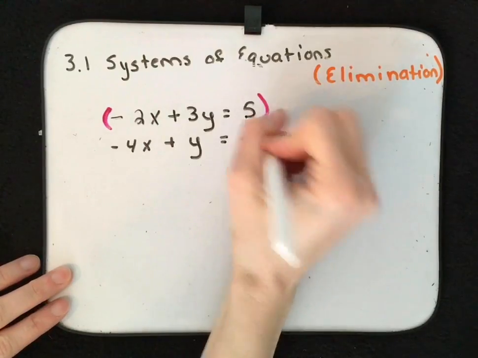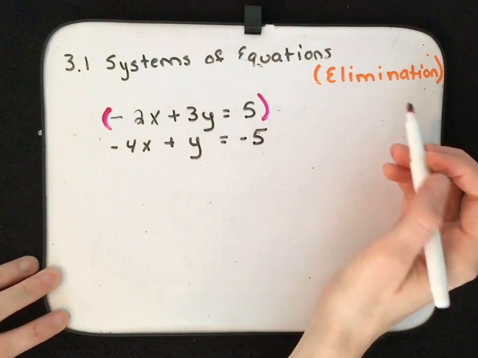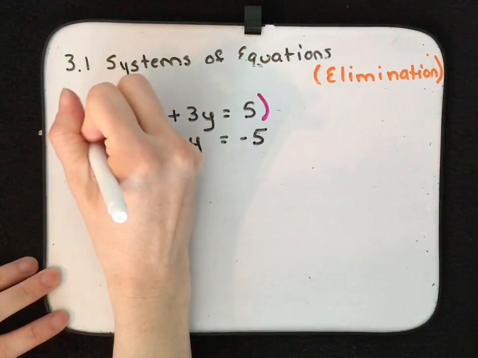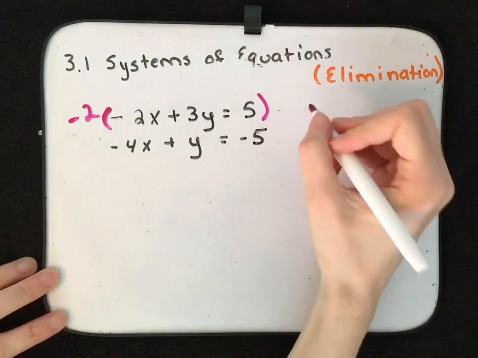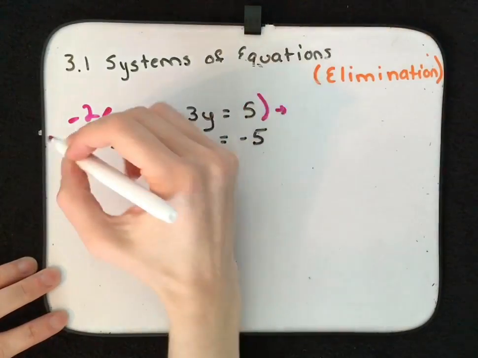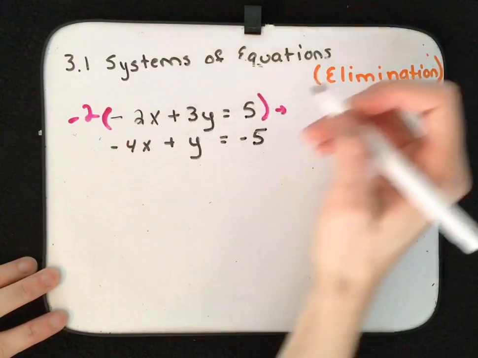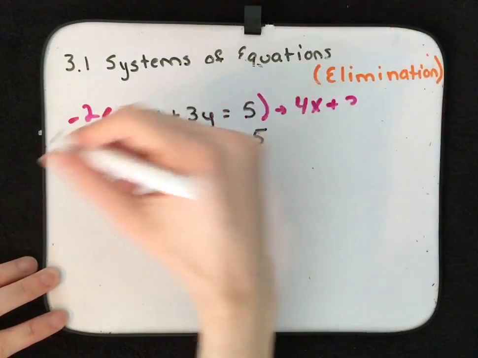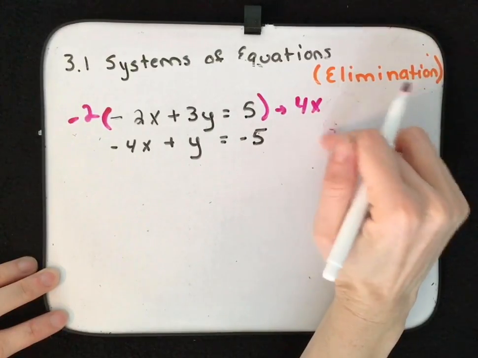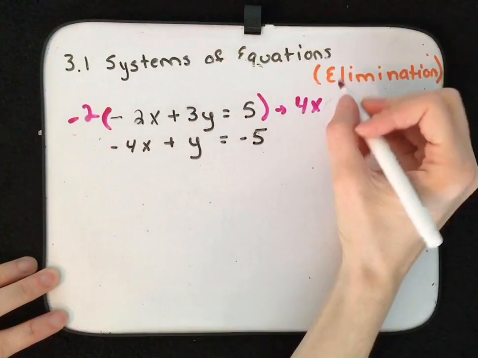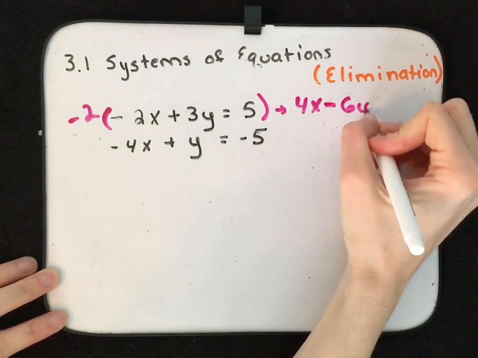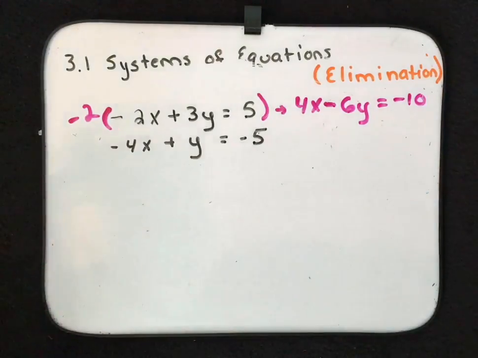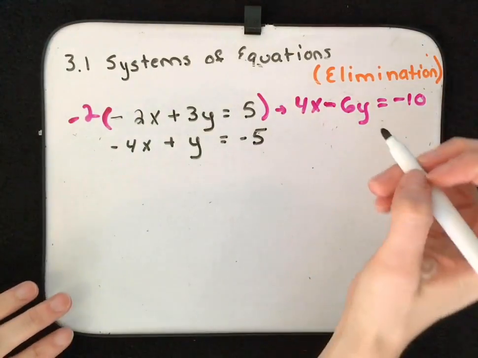So let's multiply the whole top. I like to add to eliminate, so that means I need 1 to be positive and 1 to be negative. So I'm going to multiply the top by negative 2. If I multiply the entire top by negative 2, this is going to go to negative 2 times negative 2 is positive 4x plus negative 2 times 3. There we go. Negative 2 times 3y is going to be minus 6y equals negative 2 times 5 is negative 10. And then nothing is going to change in our bottom.